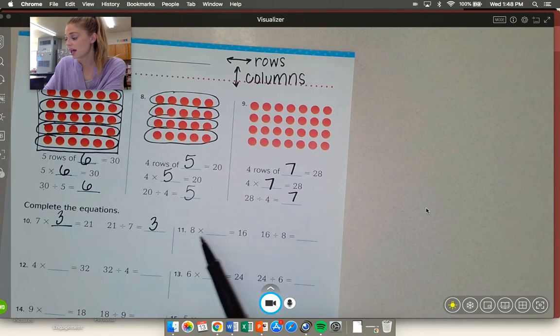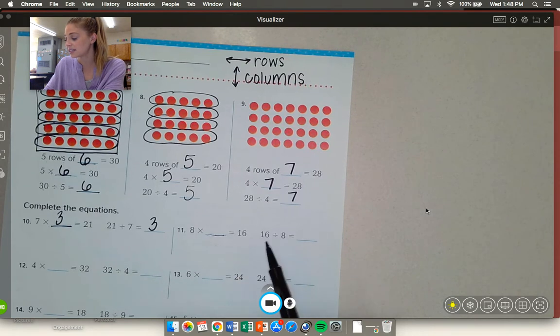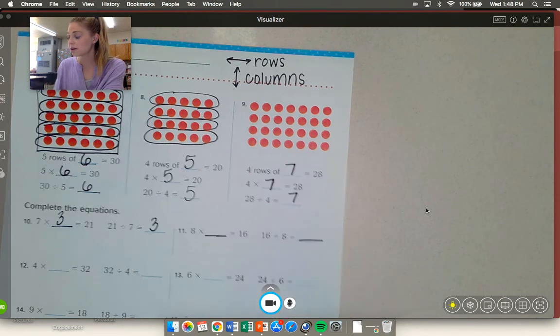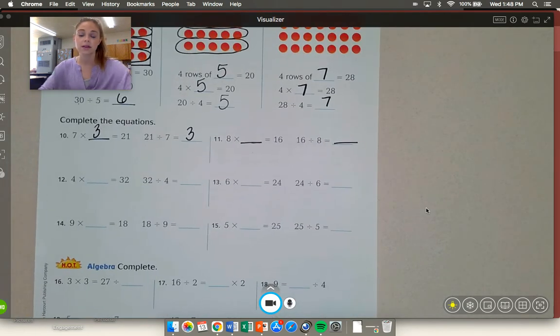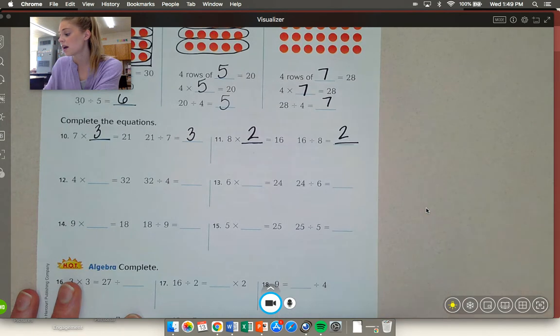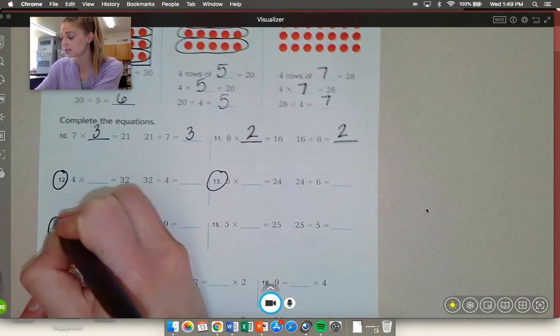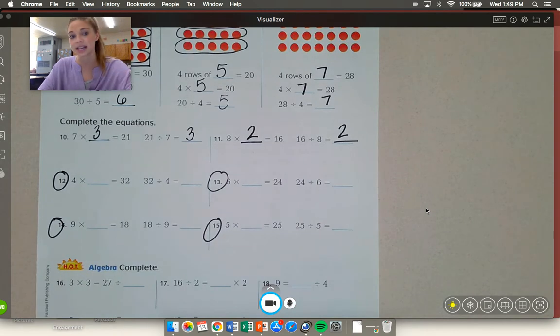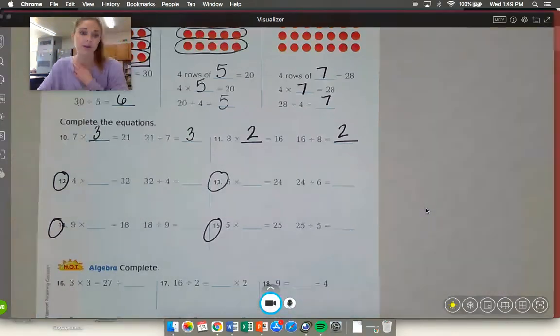Let's do number 11. 8 times blank equals 16, and then 16 divided by 8 equals blank. So what should go in that blank? Well, if you don't know, then count by 8 until you get to 16. You can do 8, 16. That did not take long at all. I just counted by 8 twice. So that means 8 times 2 equals 16, and 16 divided by 8 equals 2. I want you on your own to do 12, 13, 14, and 15, and then we will go over the answers. Pause the video, do 12, 13, 14, and 15 on your own, and then resume the video when you're ready to check over your work. Ready, set, go.